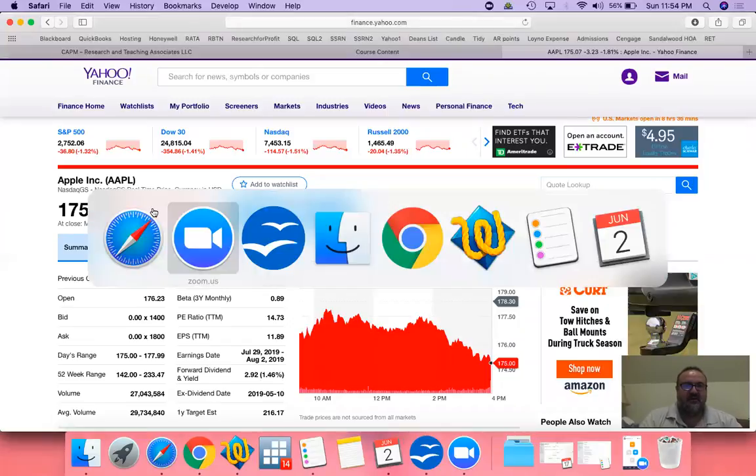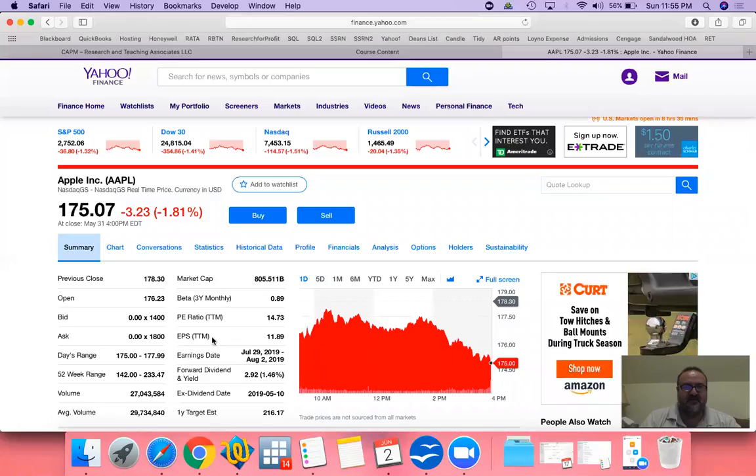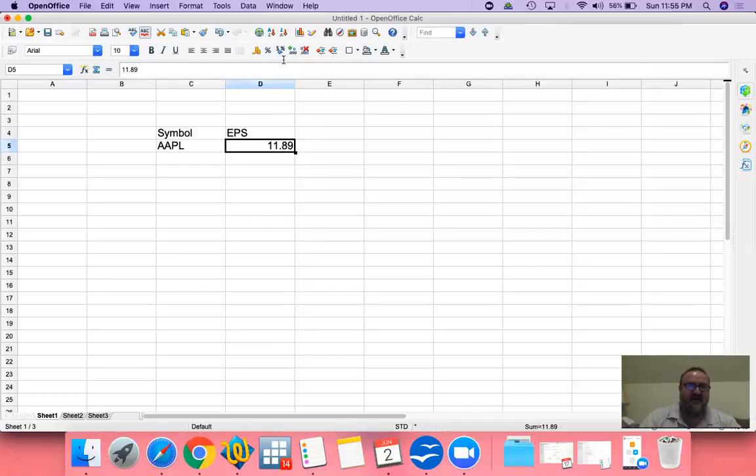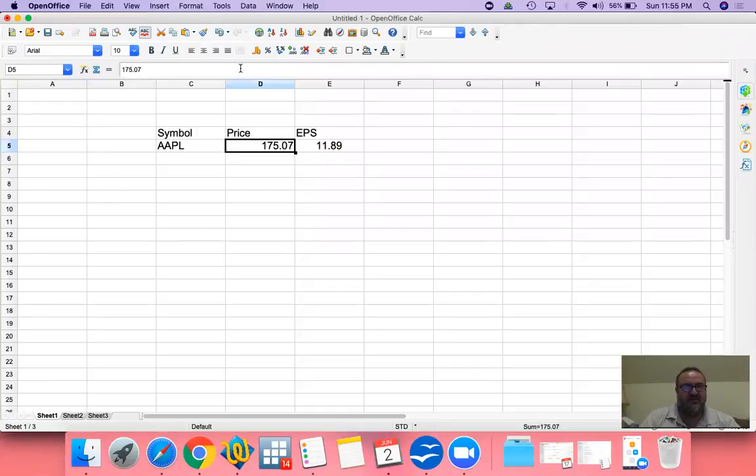So let's take a look. The symbol that we have is Apple. Our earnings per share is $11.89. In the meantime, let's get the stock price, $175.07. So it simply means that the market is willing to pay $175.07 for an earnings per share of $11.89. So we're going to make $11.89 by investing $175.07 in Apple, which means the PE ratio, the price to earnings per share ratio, is 14.72.